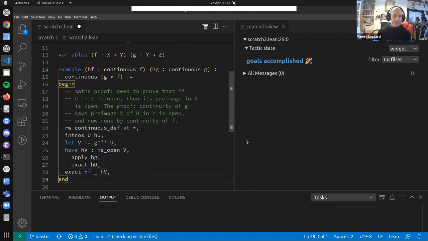So that's, I mean, it's a relatively simple mathematical proof, and that's what it looks like in a computer theorem prover if you write it from first principles. And you can see that Lean's brain has now changed, right? Because we solved the goal, we proved the theorem, and then we get this exciting goals accomplished thing. So this is the buzz you get.